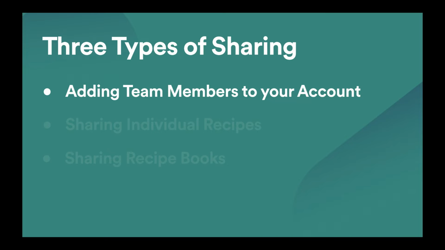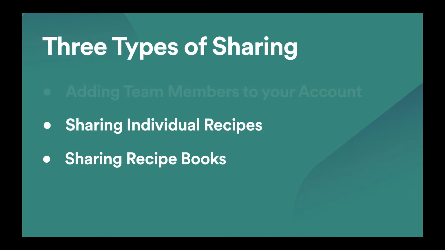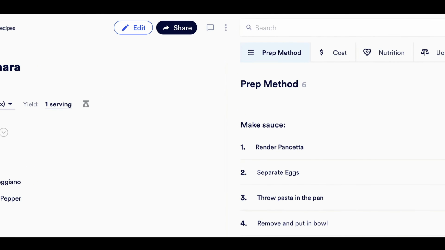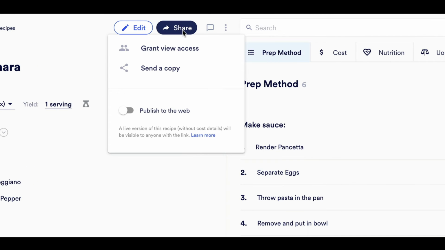So that was adding team members, but there are a couple other ways of sharing recipes in Meez. For instance, from any recipe page, click the share icon at the top of the screen. There are a couple options there. First, granting view access. This means that your viewer will be able to see a live version of your recipe, but with no option to edit. However, changes that you make to this recipe will be visible to them.